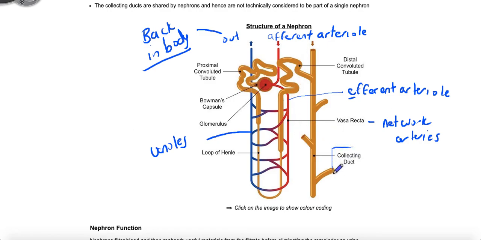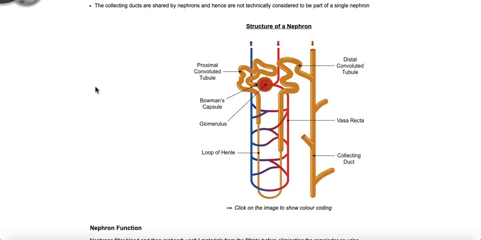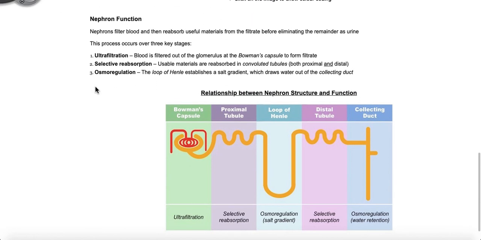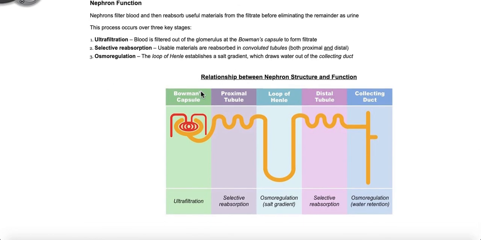So then that means that the collecting duct here is just going to carry waste, and this is the waste that we think of as urine. Those are the different parts of the nephron, and here you see the different processes that happen within the nephron. If we were to extend the nephron like this, we would see the Bowman's capsule with the glomerulus where ultrafiltration happens. Then we would see the proximal and distal convoluted tubule where selective reabsorption happens. And then we see the loop of Henle where osmoregulation happens, and this is where a salt gradient is established.